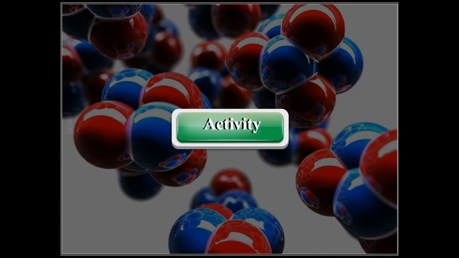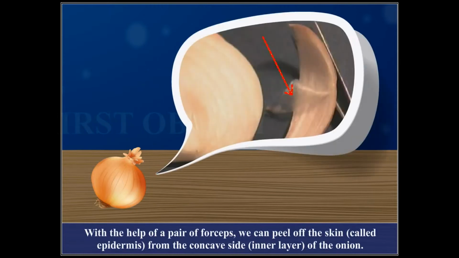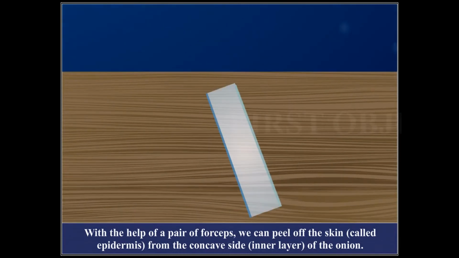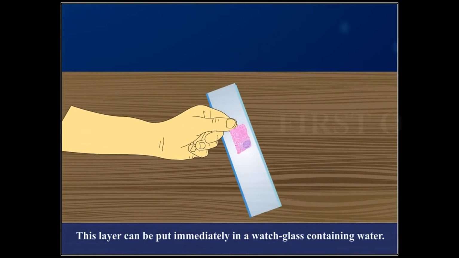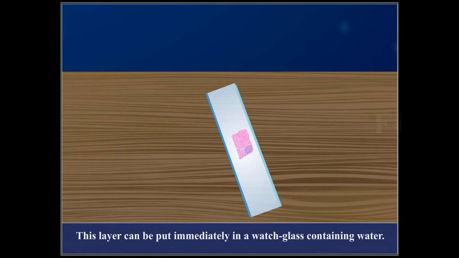Activity. Let us take a small piece from an onion bulb. With the help of a pair of forceps, we can peel off the skin from the concave side of the onion. This layer can be put immediately in a watch glass containing water. This will prevent the peel from getting folded or getting dry.